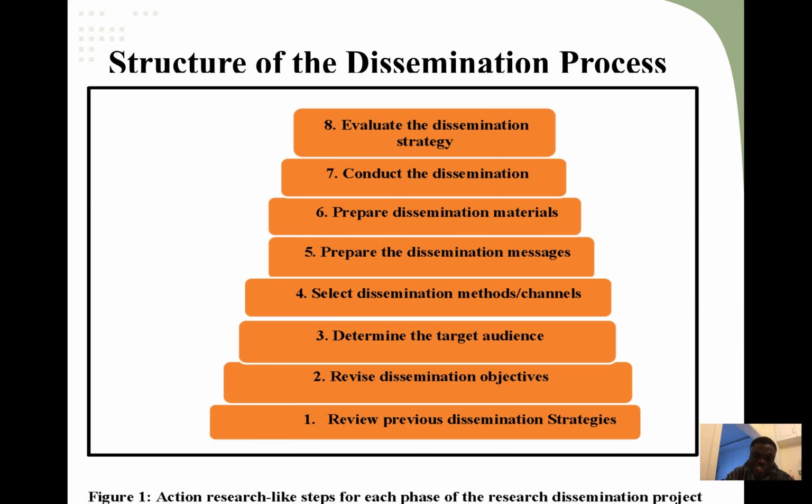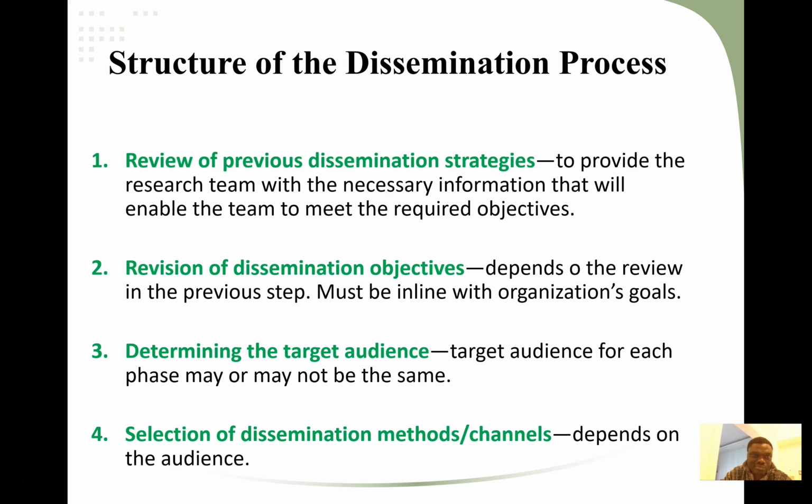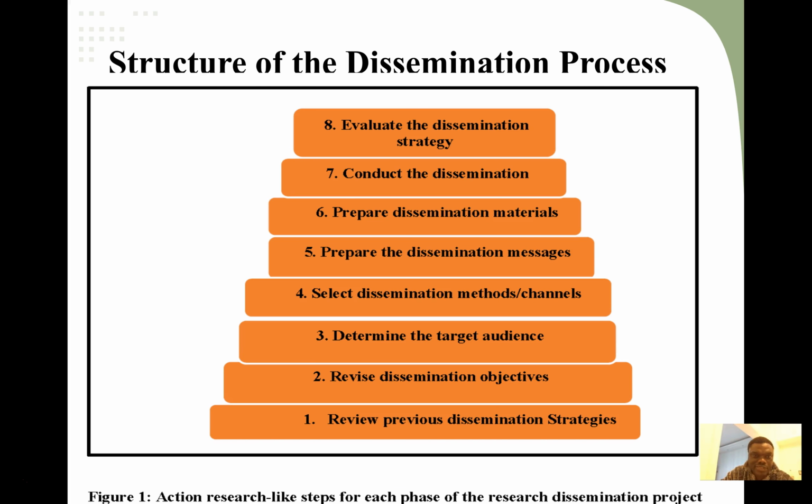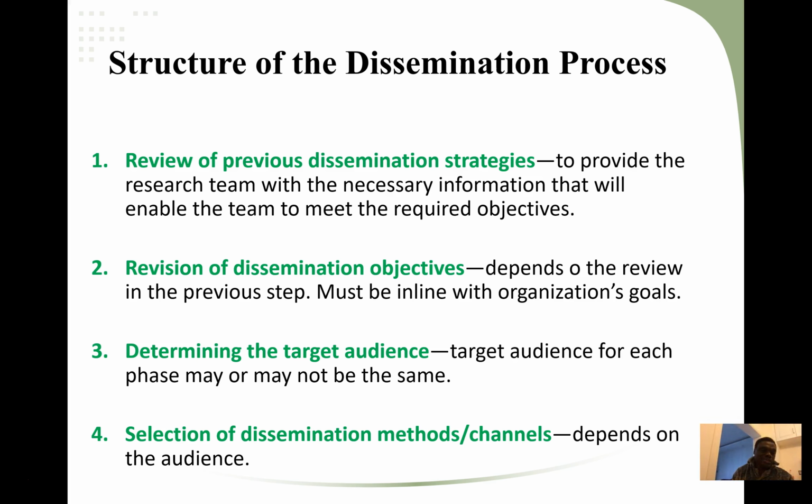It begins with a review. Each stage of the dissemination process will start with a review of the previous dissemination strategy and will develop different objectives, determine target audience, and then determine dissemination methods, prepare messages, and then prepare materials and conduct the dissemination, and will finally evaluate the dissemination strategy for that phase. So I will quickly go through the different phases on this figure and make some quick explanation on them.